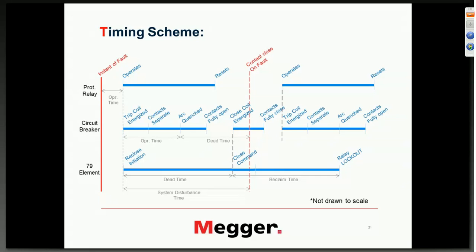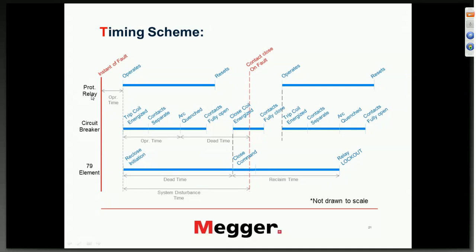As I told you before, this is the timing scheme. It is not drawn to scale, but it will give you an idea of what is happening in the protection relay, what is happening in the circuit breaker, and what is happening for specifically the 79 element.